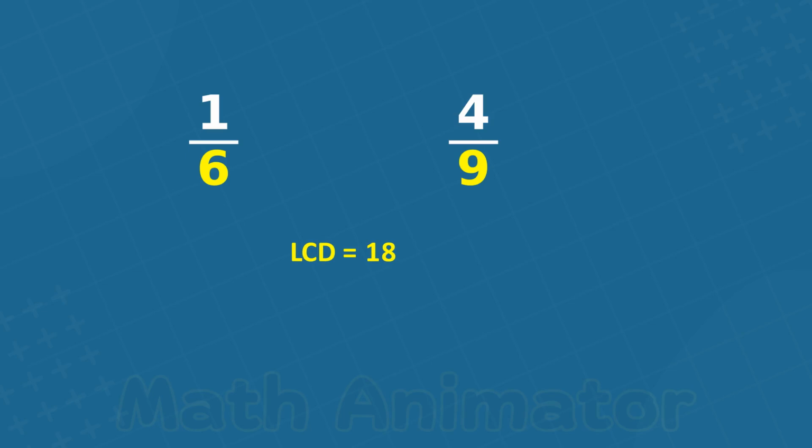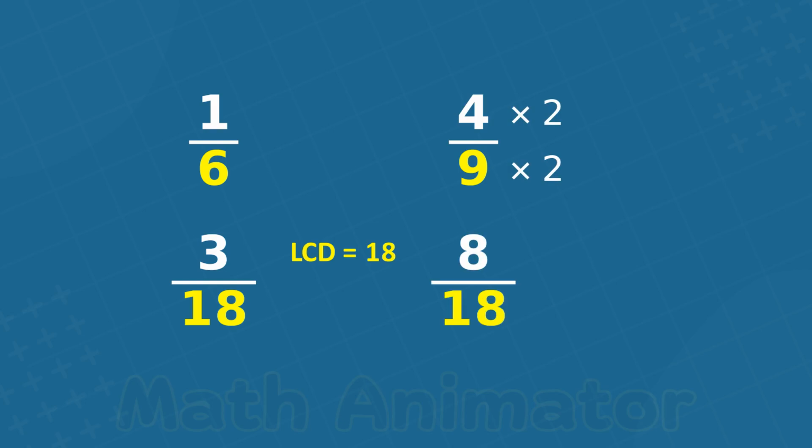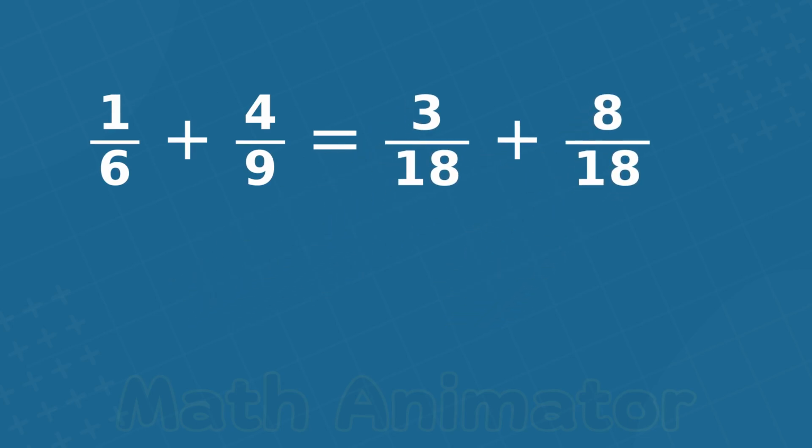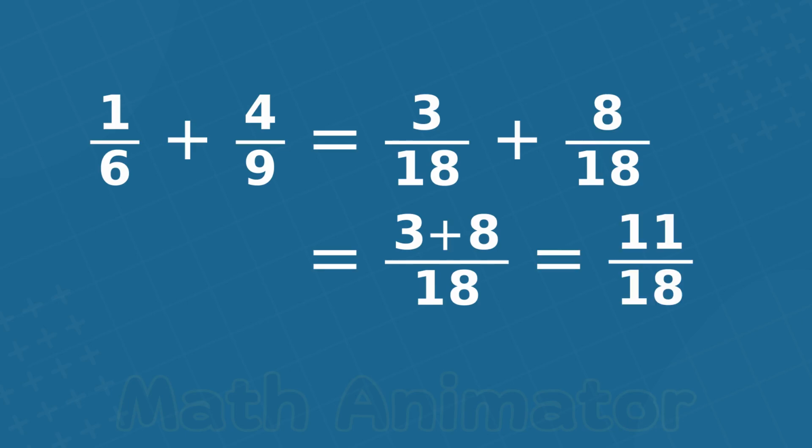Now, we expand the fractions to make each of the denominators equal to the LCD, 18. The first fraction is equal to 3/18. The second fraction is equal to 8/18. Since the denominators are equal, simply add the numerators. The answer is 11/18.